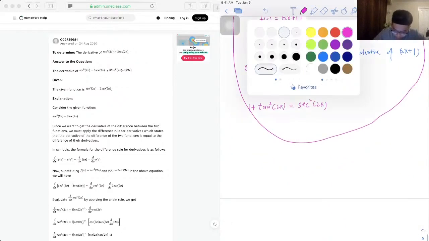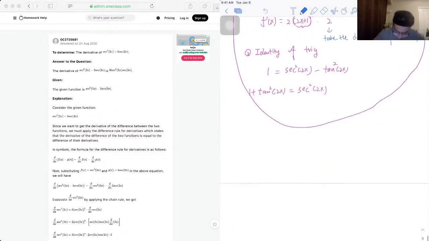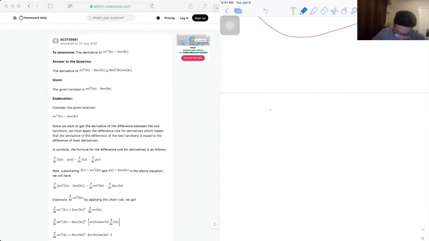So let me copy down. We've got secant 2x to the exponent of 3 minus 3 secant 2x. Since we want to get the derivative of the difference between the two functions, we need to apply the difference rule for derivatives, which we just stated earlier. So the derivative of the difference of the two functions is equal to the difference of their derivatives.